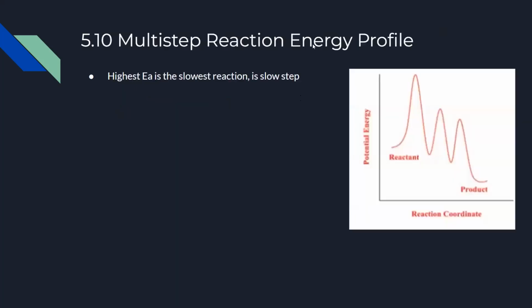This one talks about multi-step reaction energy profiles, which basically there's not much to cover for. The highest activation energy is the slowest reaction, the slow step. So when you have the highest Ea, you have the slowest reaction, and that reaction determines the rate constant. For example, this one has the highest Ea because it has the highest curve, and the others are fast steps.